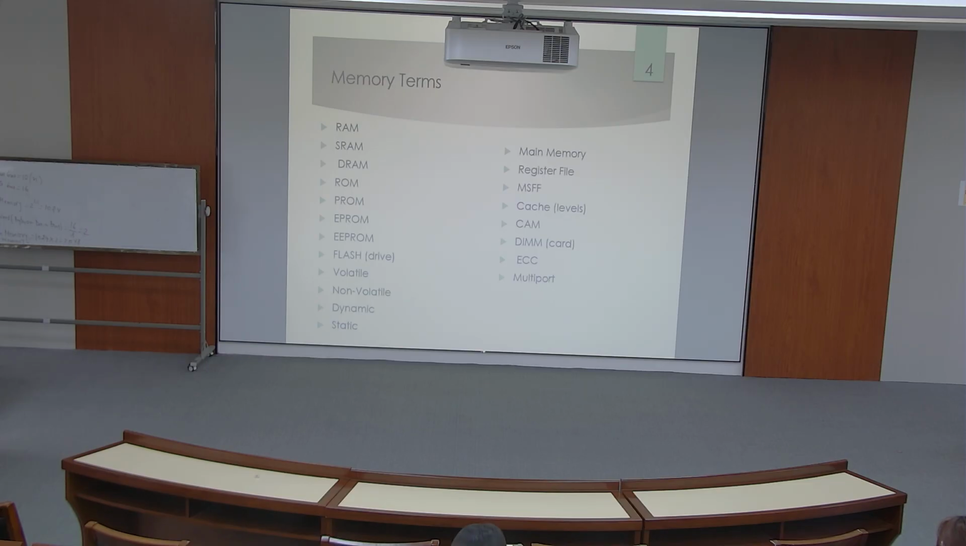Now, we have memory terms. We're going to talk about random access memory, static RAM, DRAM, ROM, PROM, EPROM, flash, volatile, and non-volatile memory. We're going to also talk about main memory, registers, cache memory, content addressable memory, or dual inline memory module.